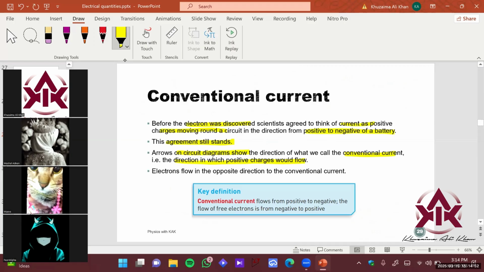Electrons flow in the opposite direction, as we have learned. This is the definition which appears in the exam, and you should answer the question like this. It comes for 1 mark only. Conventional current flows from positive to negative, and the flow of free electrons is from negative to positive. That is more than enough to describe this flow.